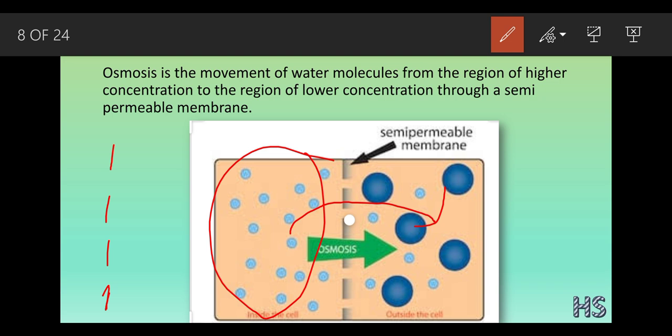So we got the meaning of osmosis. The words semi-permeable membrane and water molecule are very important. Let's move to the next slide.